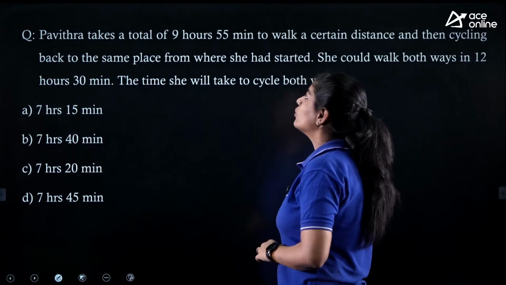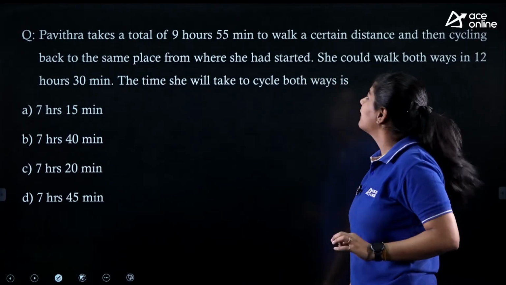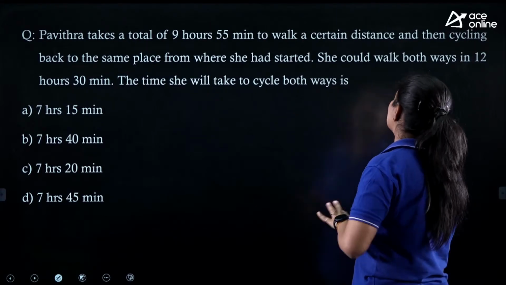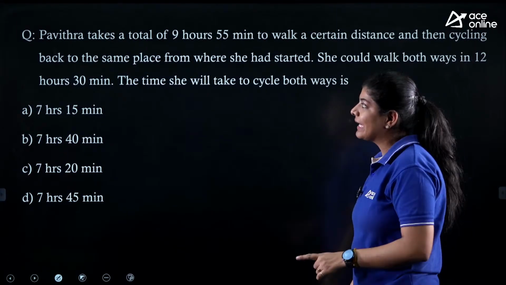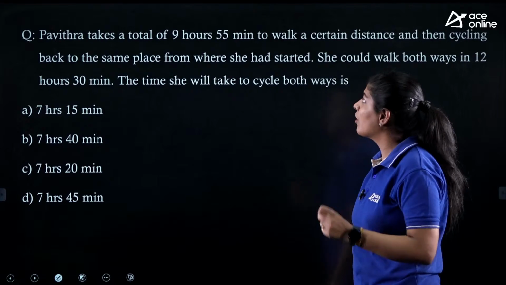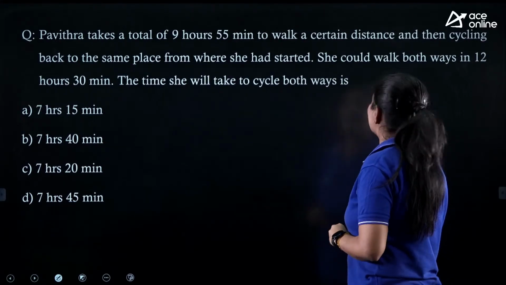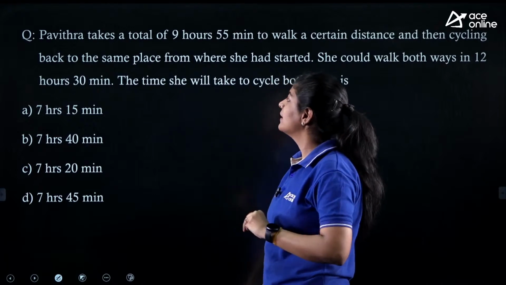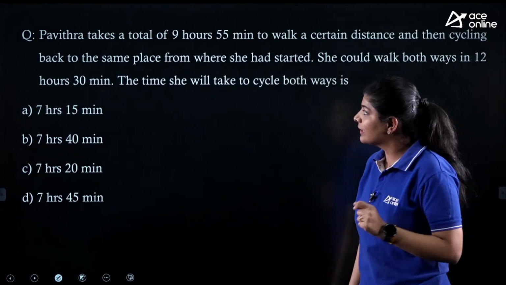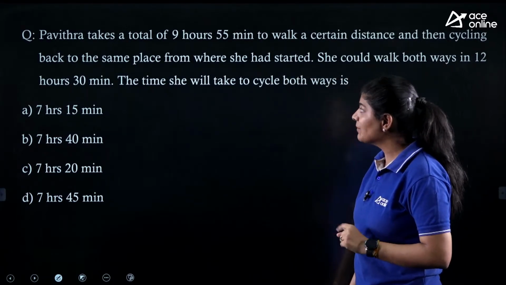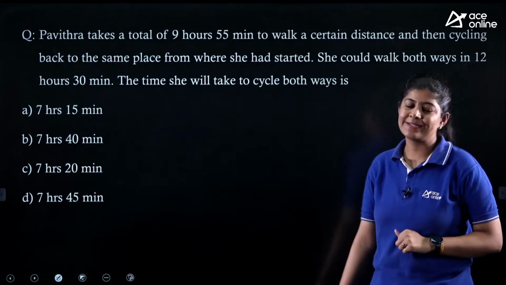The next question says that Pavitra takes a total of 9 hours 55 minutes to walk a certain distance and then cycle back to the same place from where she had started. She could walk both ways in 12 hours 30 minutes. Then the time she will take to cycle both ways is, okay.